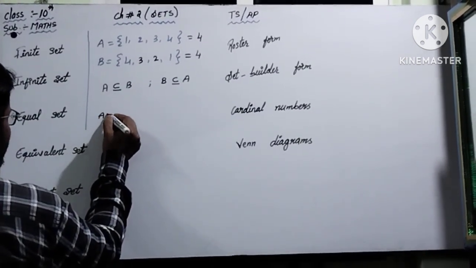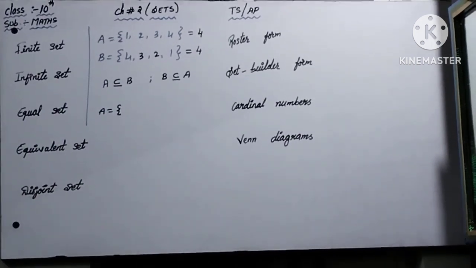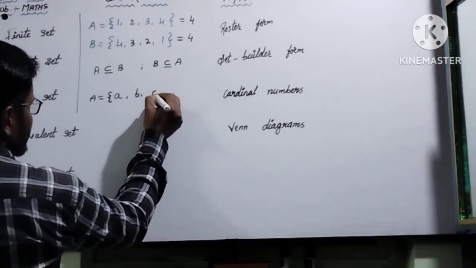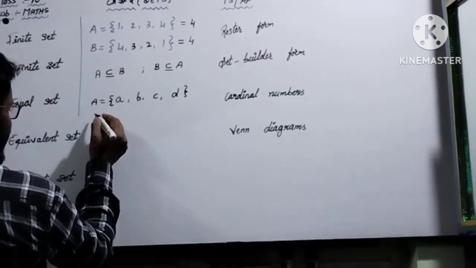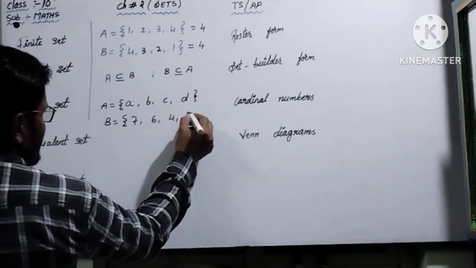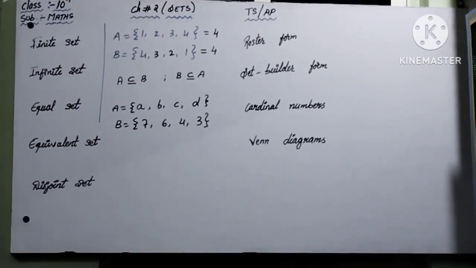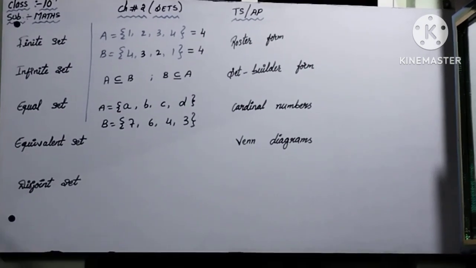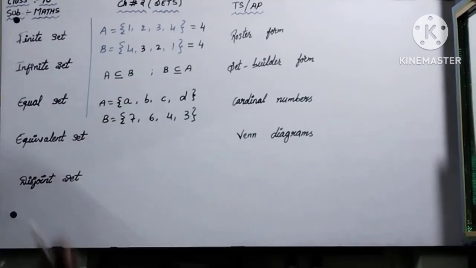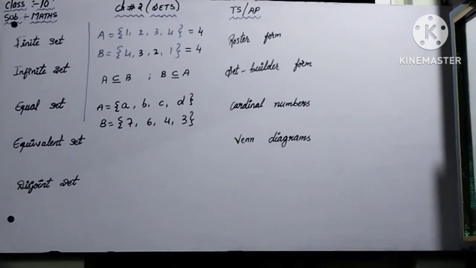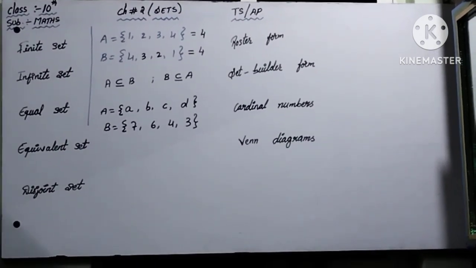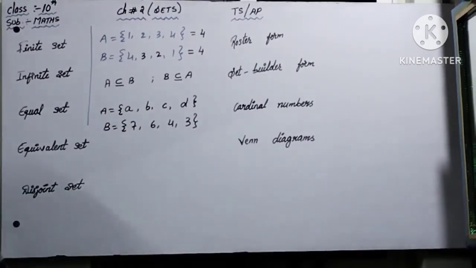One more example, let's see now. Suppose I use set A as A, B, C, D and set B as 7, 6, 4, 3. So A equals A, B, C, D and B equals 7, 6, 4, 3. Set A contains English alphabets and set B contains numbers.